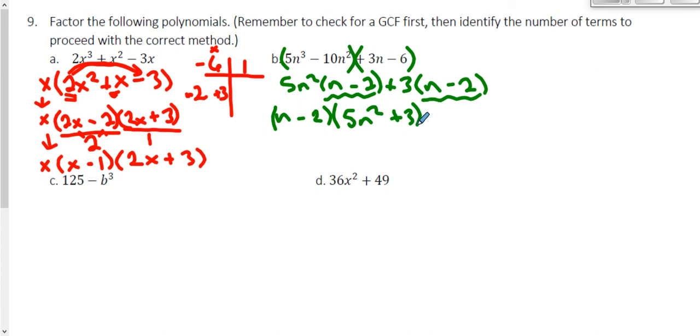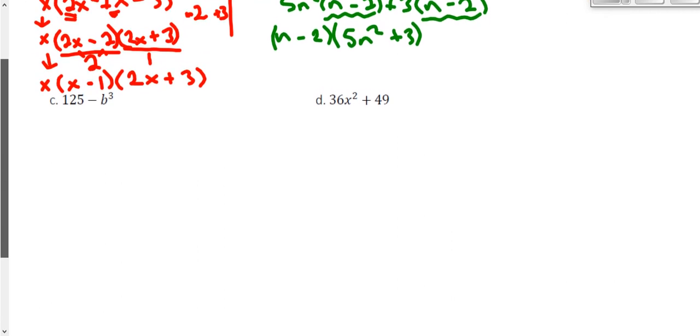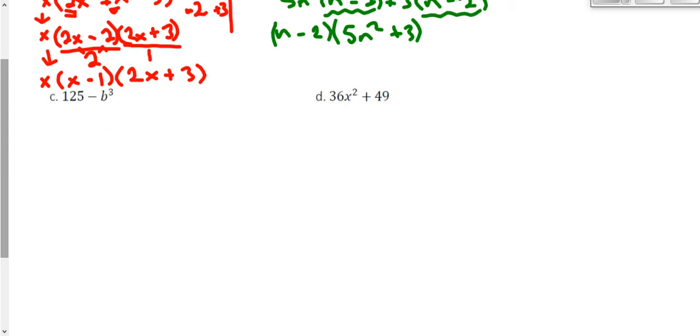All right. The reason that I know it can't be factored any further is because it's only 2 terms, but it's not perfect squares or perfect cubes, which means it's done. Down here, for example C, I have a 2-term polynomial with no GCF, which means it's probably a special case.